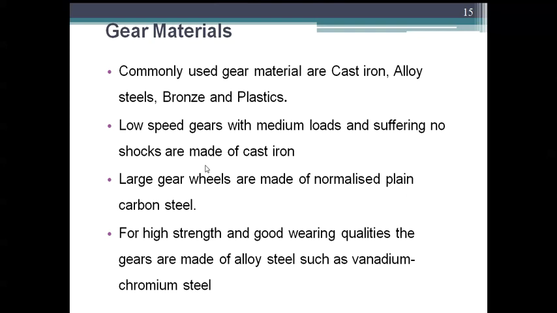So commonly used gear materials are cast iron, alloy steels, bronze and plastics. For low speed gears with medium loads and suffering no shocks, we use cast iron. Because cast iron is a brittle material, if there are any shocks, it easily gets cracked or damaged. So that's why there should not be any shocks when we use cast iron.